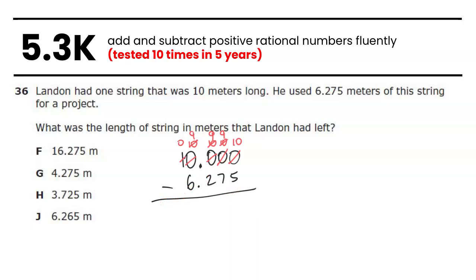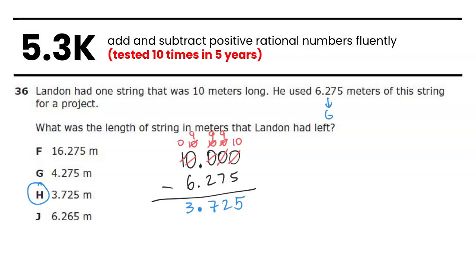10 minus 5 is going to give me 5 in the thousandths place, making sure that I have my decimal lined up. Then 9 minus 7 is going to give me 2. 9 minus 2 will give me 7. 9 minus 6 in the ones place will give me 3. And I've got nothing in the tens place to subtract. And so my answer is going to be 3.725.